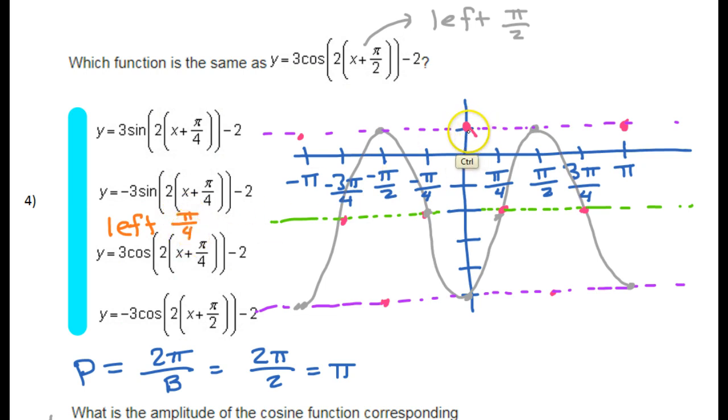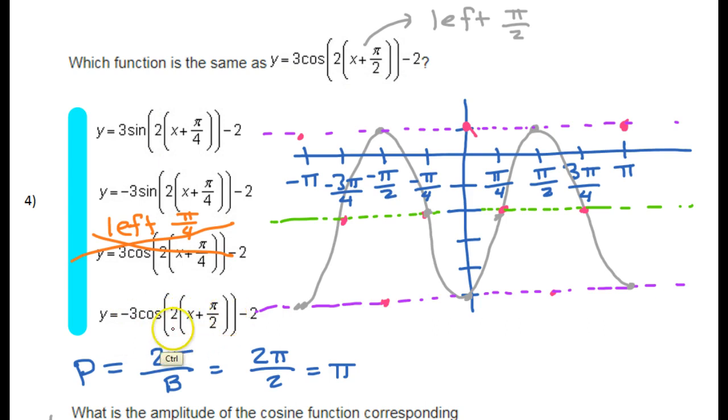Okay, so look, I moved the graph from here to the left pi over 2. If I moved it to the left pi over 4, then it would look like this instead. Okay, that's quite a janky looking graph, but you get the idea. This is not matching what we have. So this is not going to be the answer. We can throw this out.